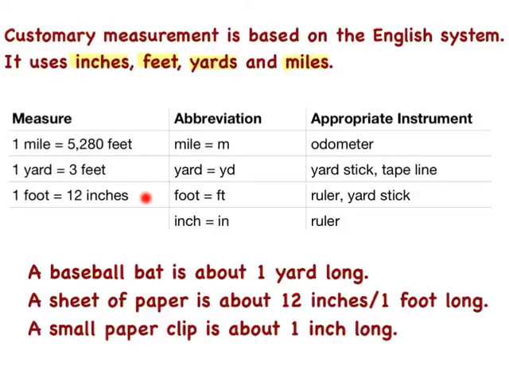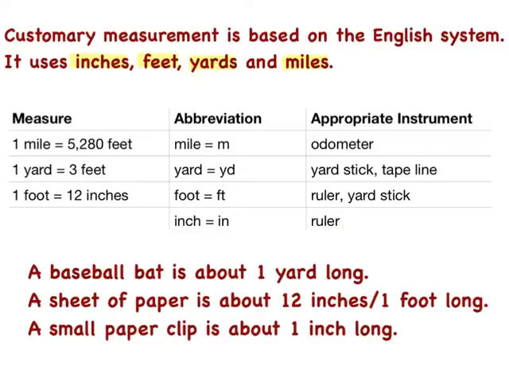Our next unit of measurement is 1 foot, which is equivalent to 12 inches. The abbreviation for foot is FT, and we use a ruler or a yardstick to measure feet. And our smallest unit of measurement then is the inch. The abbreviation is an IN, and we use a ruler to measure in inches.